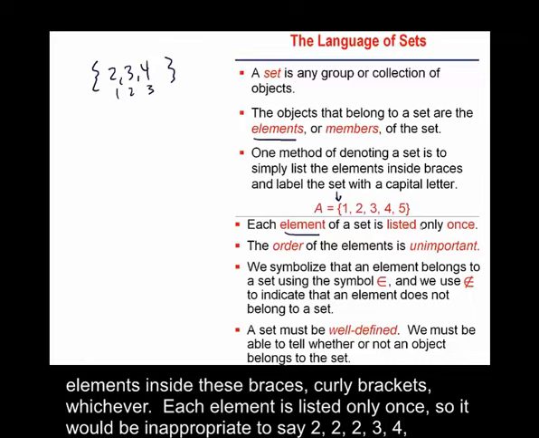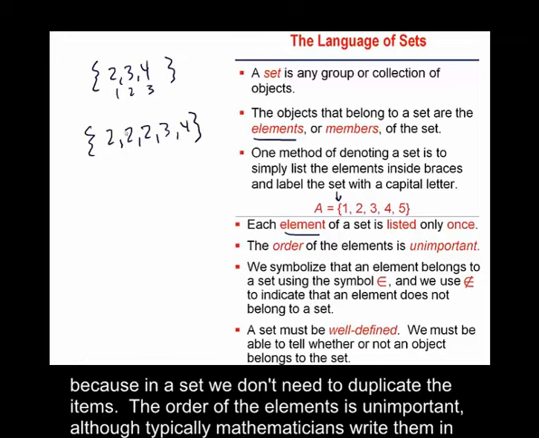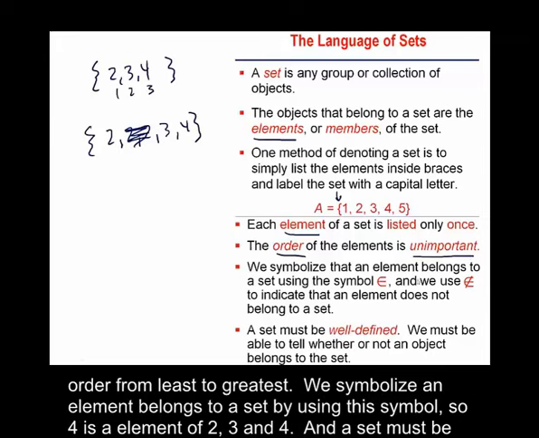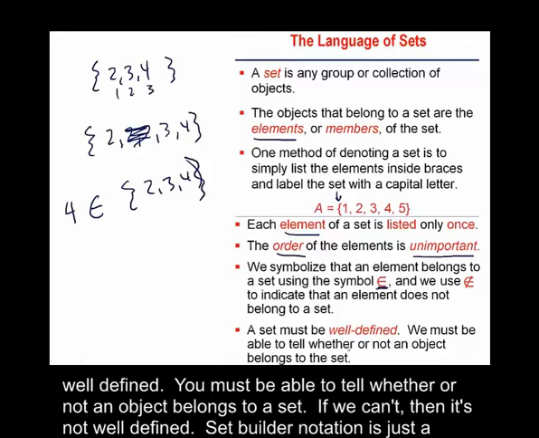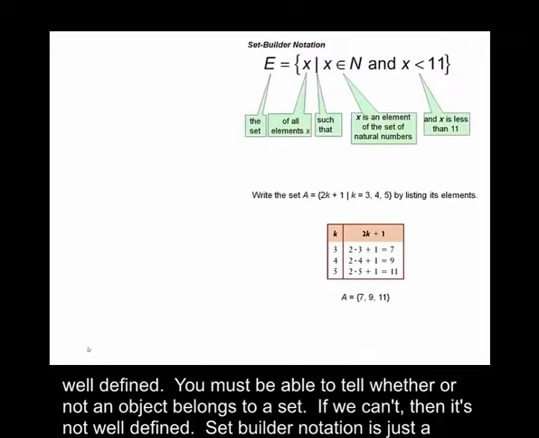Each element is listed only once, so it would be inappropriate to say {2, 2, 2, 3, 4}, because in a set we don't need to duplicate the items. The order of the elements is unimportant, although typically mathematicians write them in order from least to greatest. We symbolize that an element belongs to a set by using this symbol. So 4 is an element of {2, 3, 4}. And a set must be well defined. We must be able to tell whether or not an object belongs to a set. If we can't, then it's not well defined.